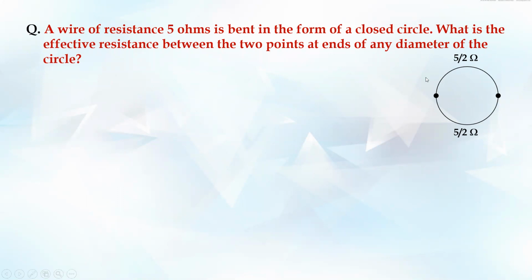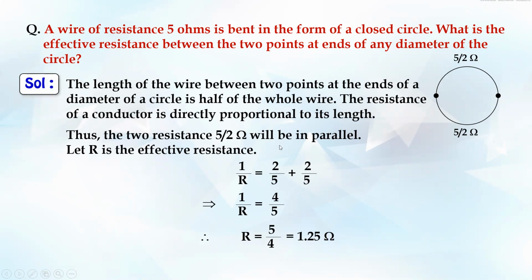So if a wire of resistance 5 ohms is given, since the diameter again divides into equal parts, the upper part becomes half of 5, that is 5/2. The lower part also becomes half, that is 5/2. And across the diameter, they are again connected to common points. So 5/2 ohms and 5/2 ohms will be in parallel, right? As we know, 1 upon R is 1 upon R1, that is 1 upon 5/2. So it becomes 2 upon 5, plus 2 upon 5, and on calculating, you'll get the answer as 4 upon 5. Taking the reciprocal, it is 5/4 and the answer is 1.25 ohms.